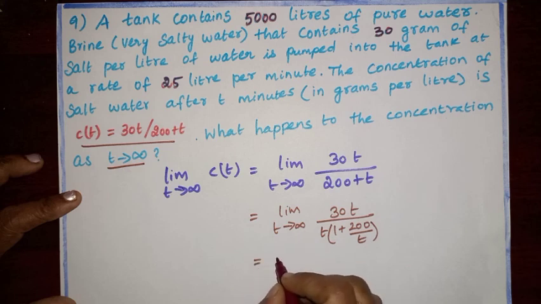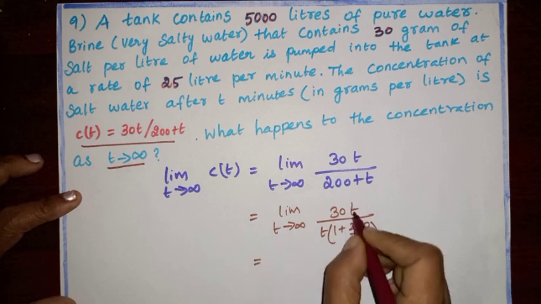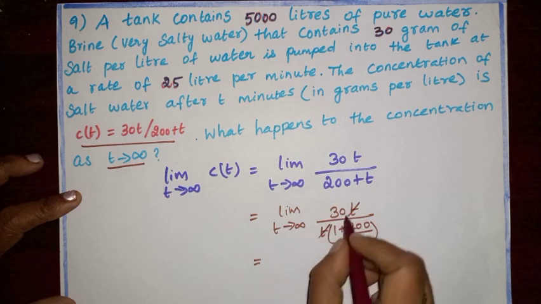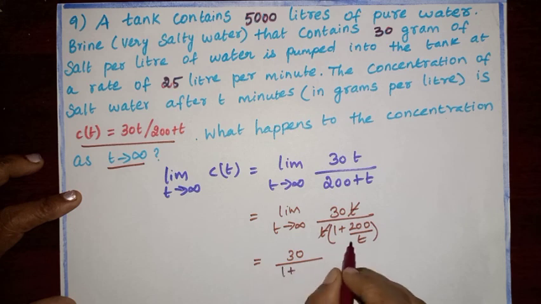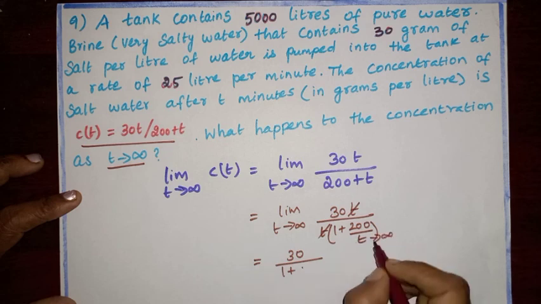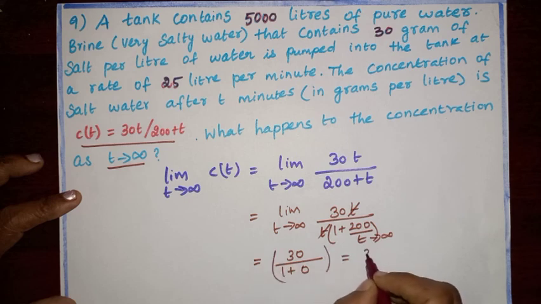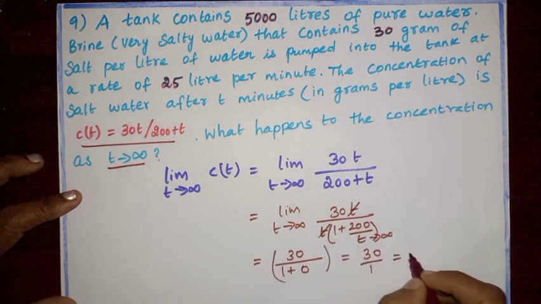Then t and t will be cancelled. After substituting t as infinity, we get 30 in the numerator by 1 plus 200 by t, with t as infinity. Anything divided by infinity will become 0, so it is equal to 30 by 1, which is equal to 30.